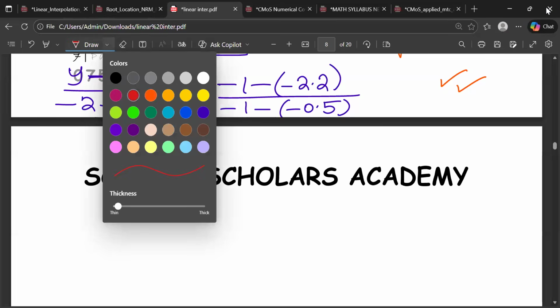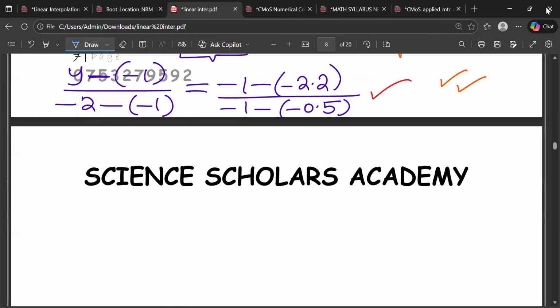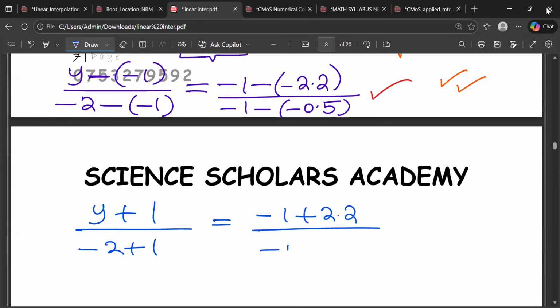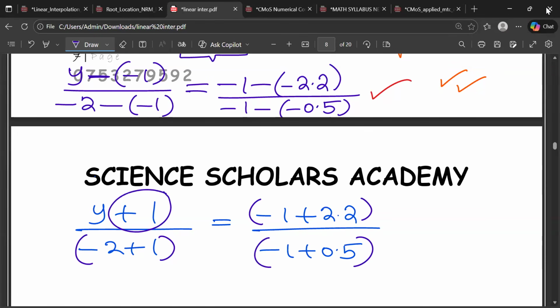What do I mean? After you having this, it is better you first rewrite it. This one will become y plus 1. Then this one will become negative 2 plus 1. Then this one will become negative 1 plus 2.2 over negative 1 plus 0.5. Then use the calculator. You'd be like this one in bracket times this one in brackets, divide by this one in brackets, minus. Are you seeing this time round? The other time we said plus. But since it's already a plus now, when it goes the other side, it will be minus 1.